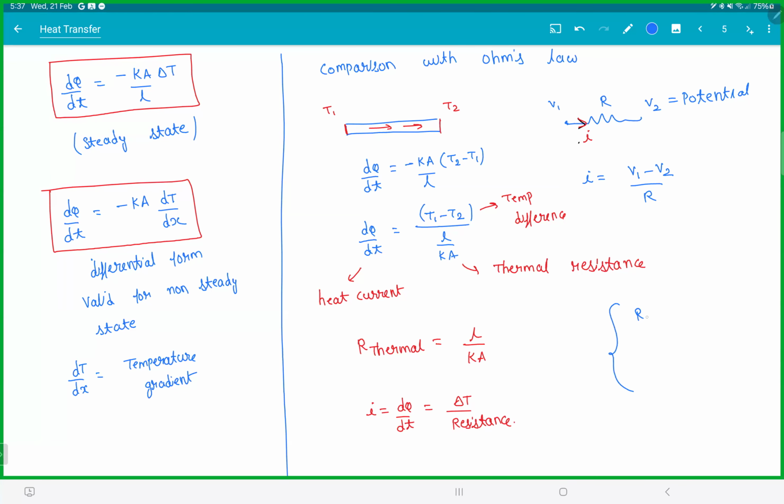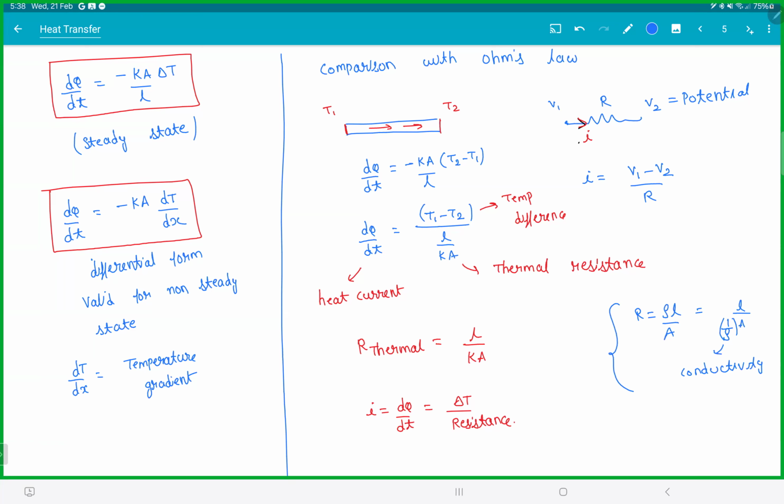Remember the formula for resistance? Rho L by area. So this is nothing but L by (1 by rho) into area. 1 by rho is nothing but conductivity. Rho is called resistivity, 1 by rho is called conductivity. So in place of K, 1 by rho is there.